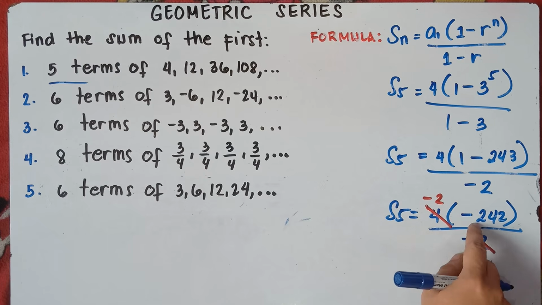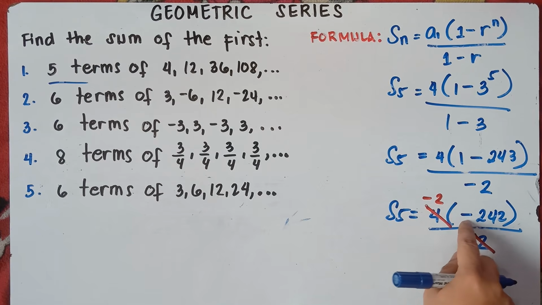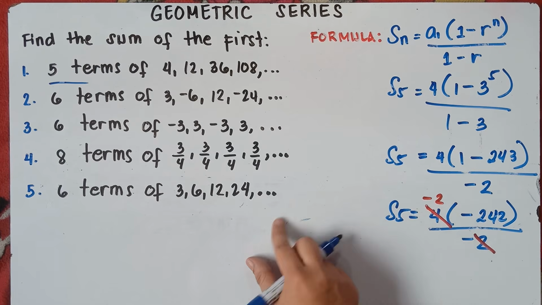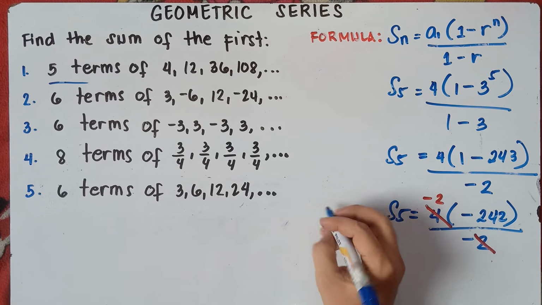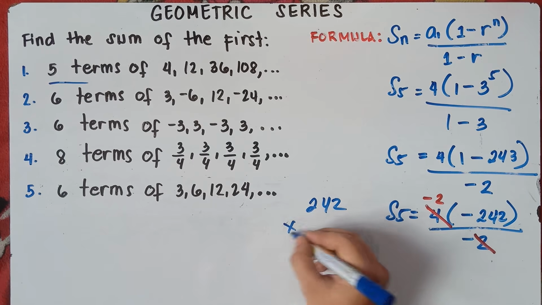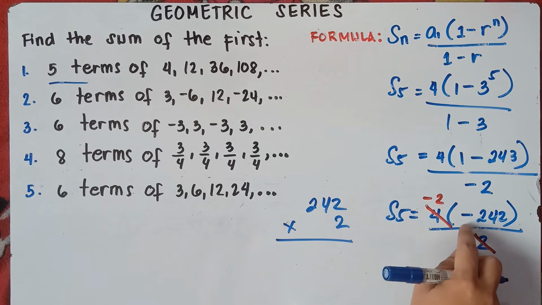Alright, negative 2 times negative 242. So let's ignore first the signs. Of course, negative times negative will be positive. Let's ignore the signs. So 242 times 2, because our answer here, class, negative times negative, will be positive.